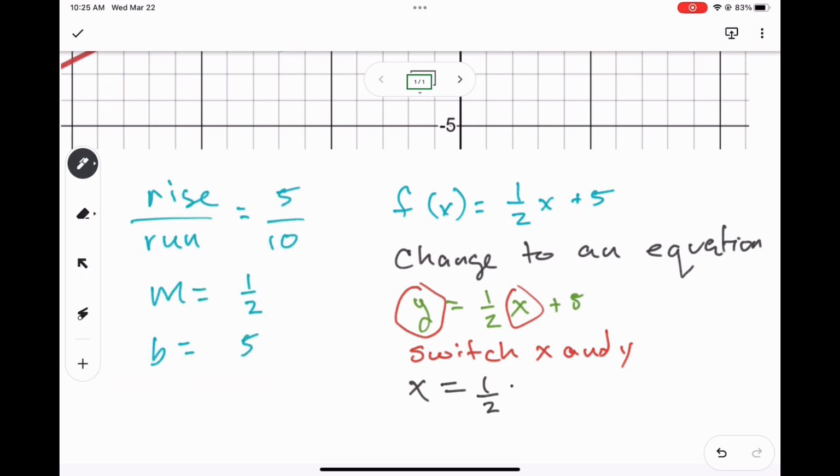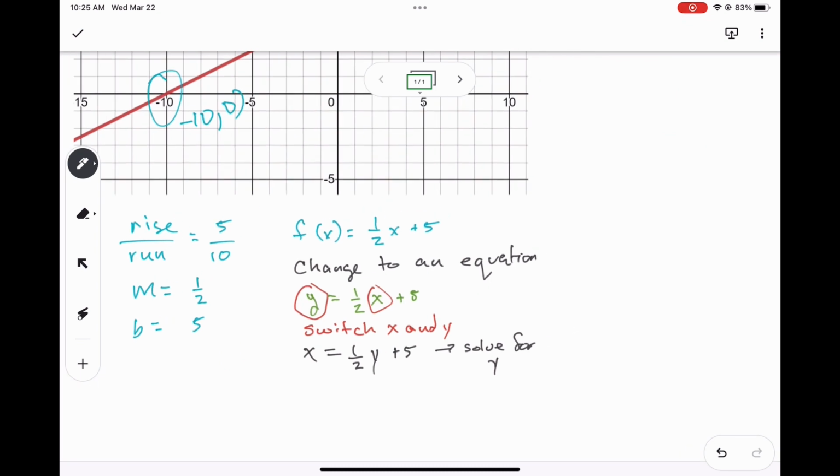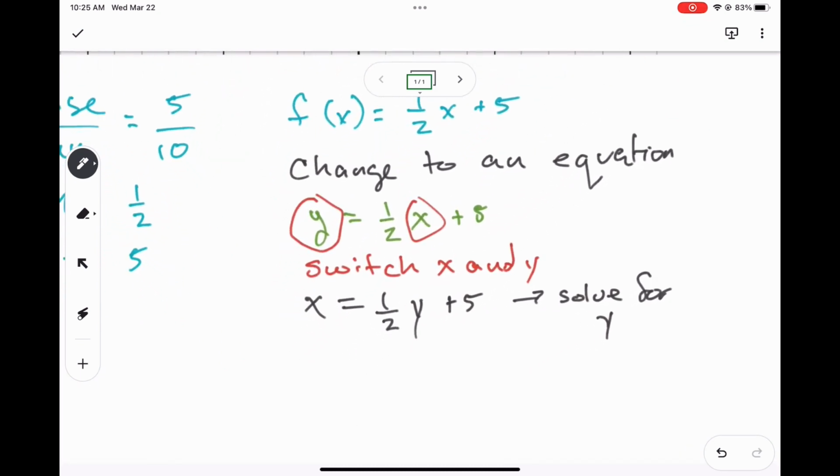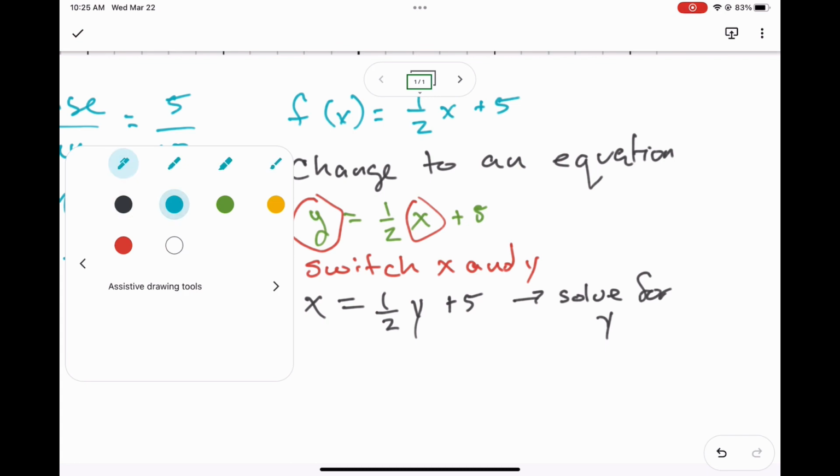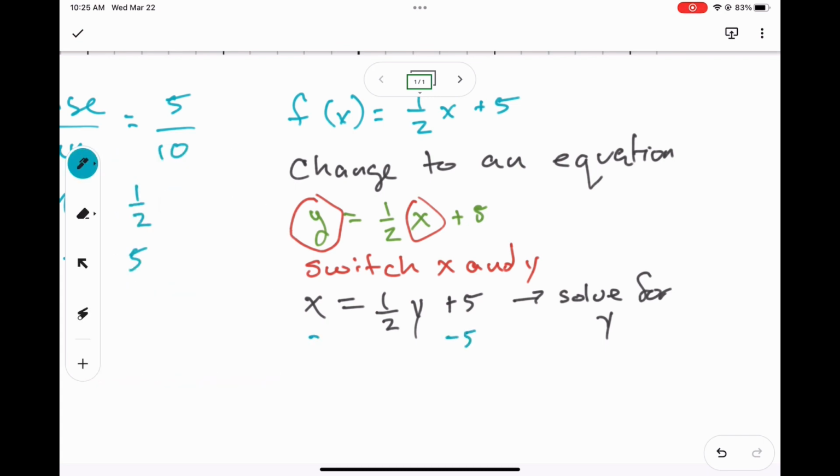After we do that, we now solve for y. And you do that by doing PEMDAS backwards, or the order of operations starting from adding and subtraction and working the other direction. So we would then subtract 5 from both sides, which would give us x minus 5 equals 1/2 y, right? Now we multiply both sides by 2, so that'll simplify to 1, which would give us 2x minus 10 equals y.